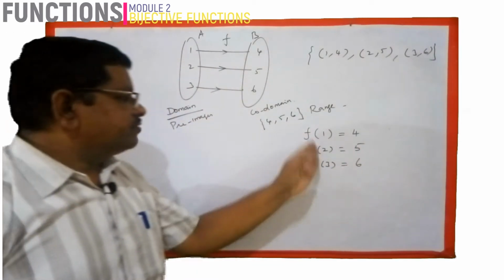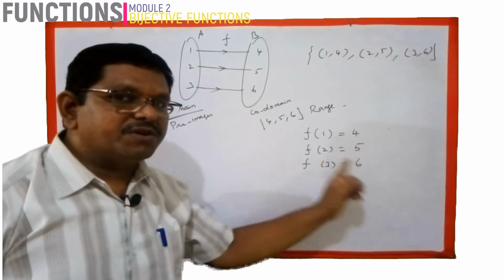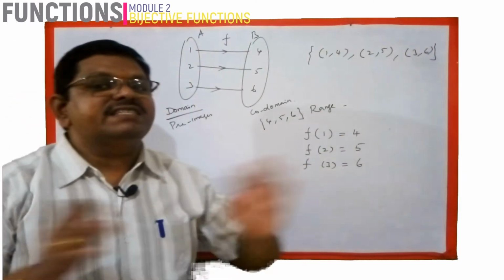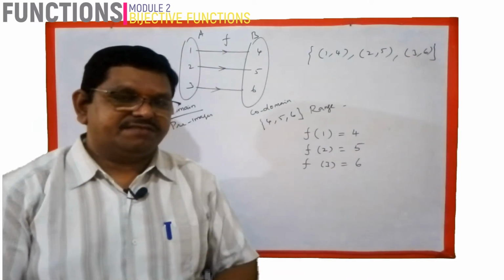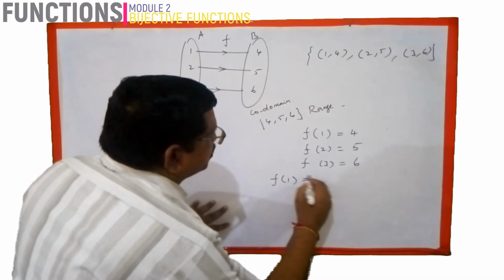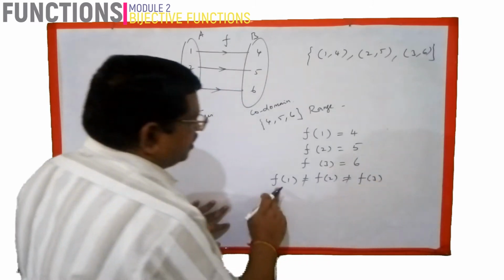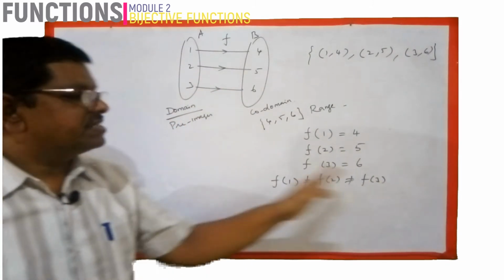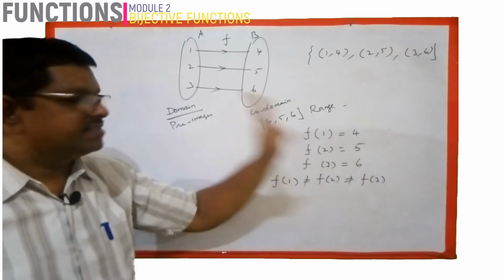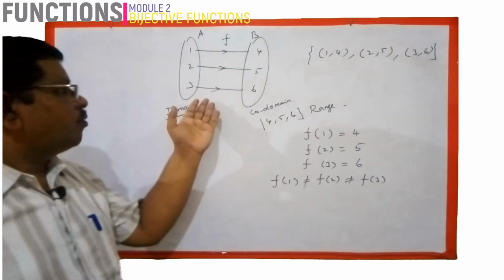Now check all these values. f of 1 is equal to 4, f of 2 is equal to 5, f of 3 is equal to 6. Here f of 1, f of 2, f of 3 are distinct elements, not the same. So f of 1 is not equal to f of 2, f of 2 is not equal to f of 3, and f of 1 is not equal to f of 3. All the elements are different and their images are also different. Here it is 4, here it is 5, here it is 6. So this is the condition called a 1-1 function.